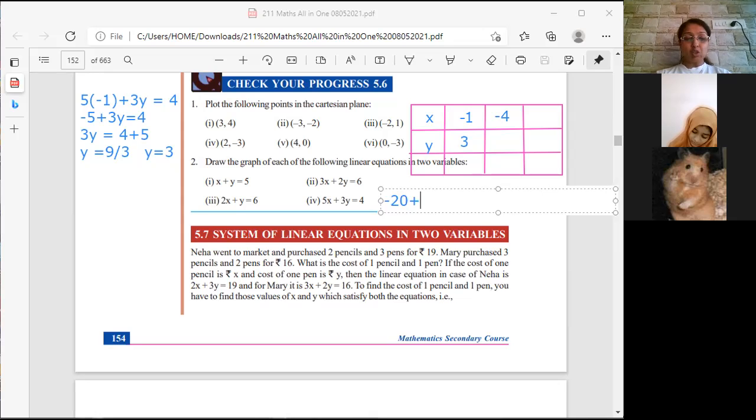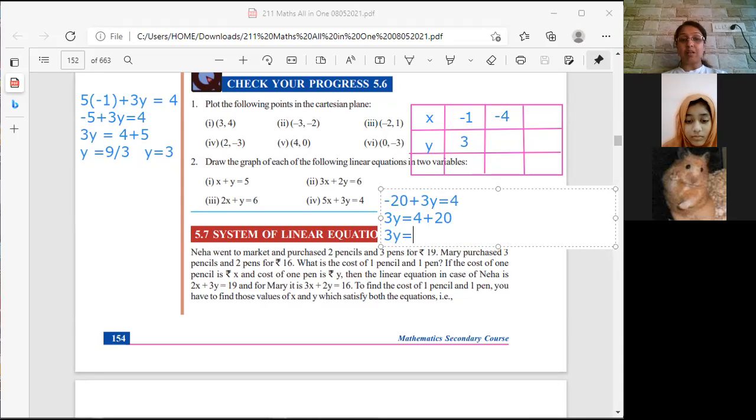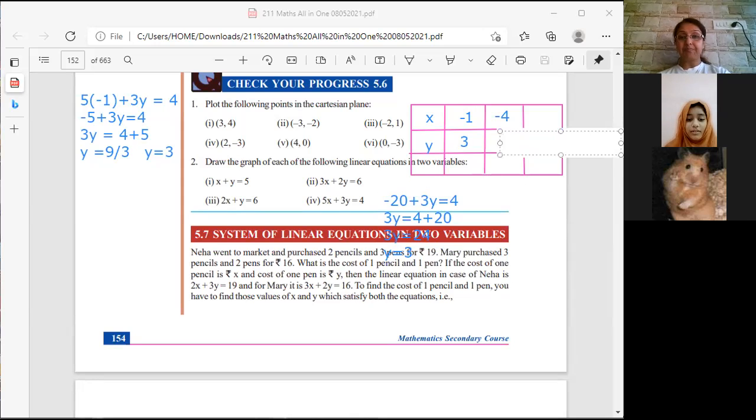So when I take minus 4, 5 times minus 4 will become minus 20. Minus 20 plus 3y is equal to 4. So I'm going to have 3y is equal to 4 plus 20. So what am I going to get? 3y is equal to 24. So y is equal to 8. Teacher, if you divide 24 by 3, you get 8. So we get y as 8. Correct?